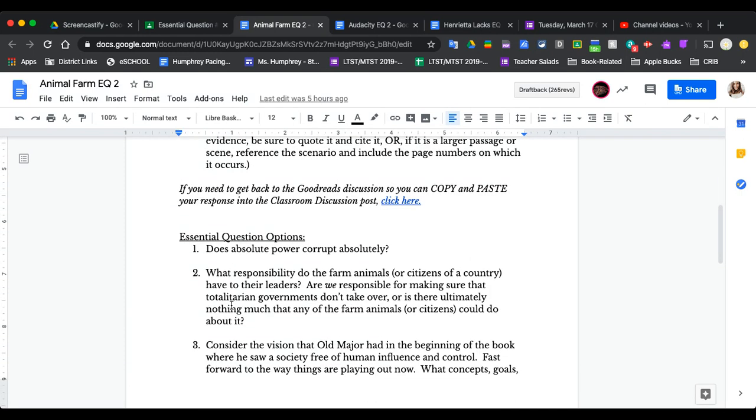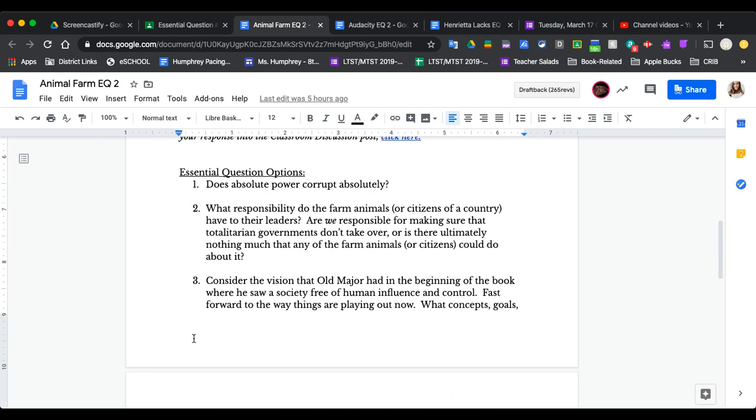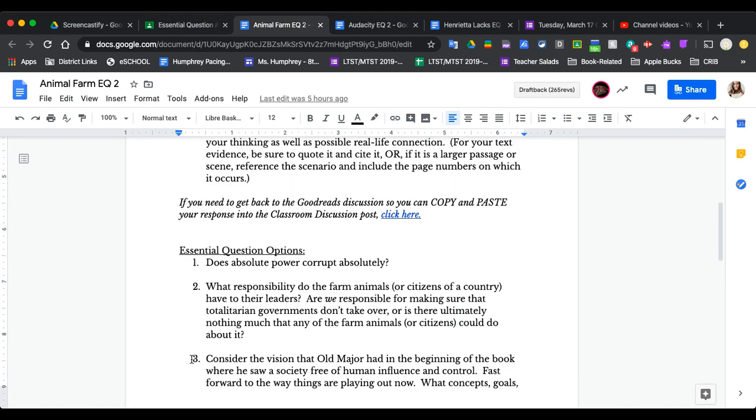So you guys still have your essential question options. These are the same as what they have been. So there are no surprises here. And hopefully with the change in plans this week, you'll be able to catch up with your reading and then be able to adequately answer these questions. You will choose one question, just like how we had originally planned with Goodreads.